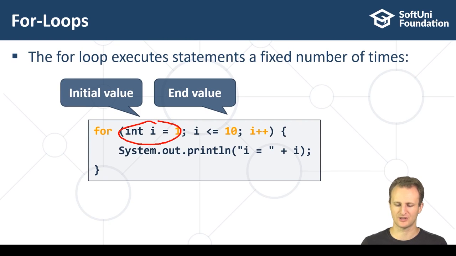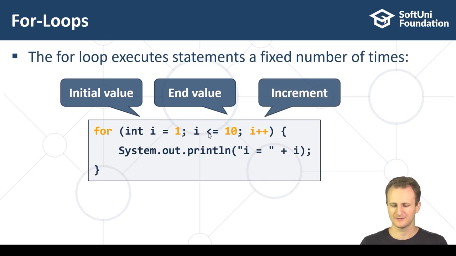You have initialization, which gives the initial value of the so-called control variable of the loop. Then you have a check. This check can be anything. It usually is a range check. It checks whether the control variable is less than something or larger than something. And this part usually increases or decreases the control variable. But these two can be anything. This can be any expression which changes the control variable, or it can be no expression. You can miss this entirely.